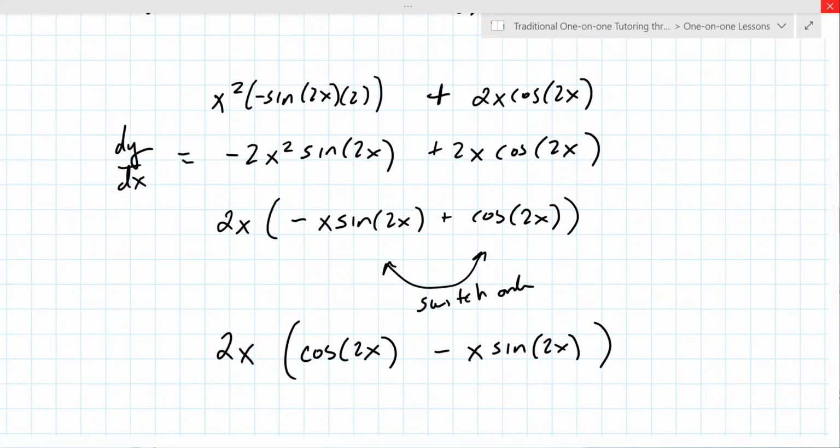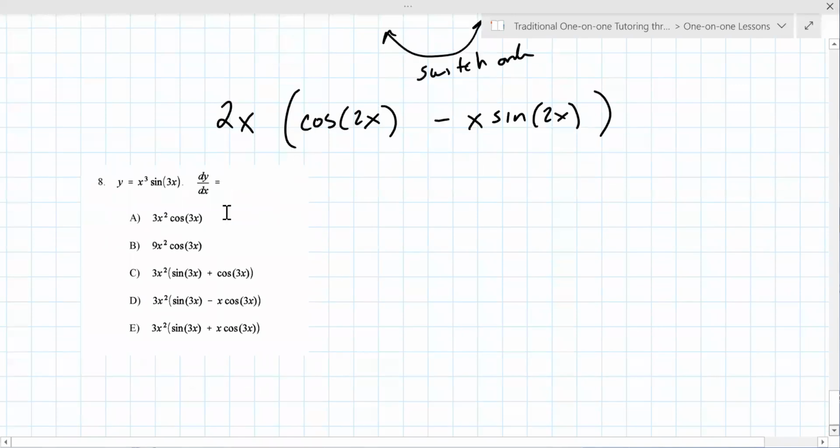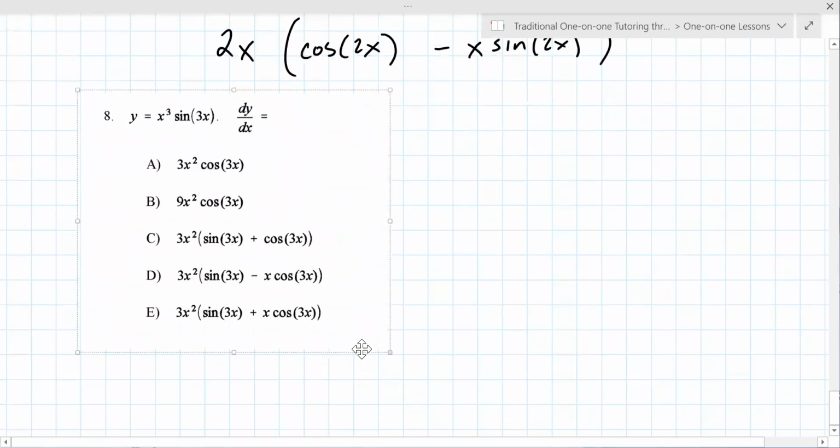So if you understood that, if you think you've got a good handle on that, there's one just like it here that I can give you to look at. It's cubed.